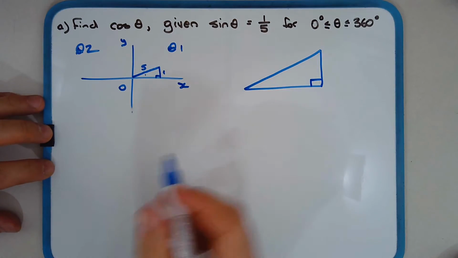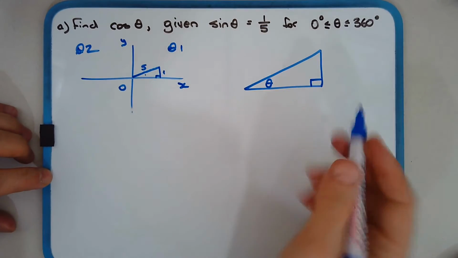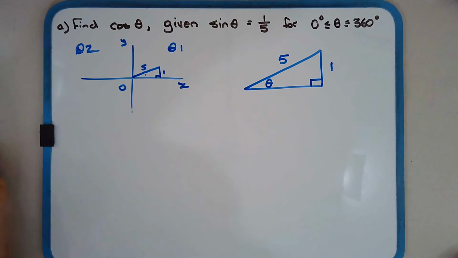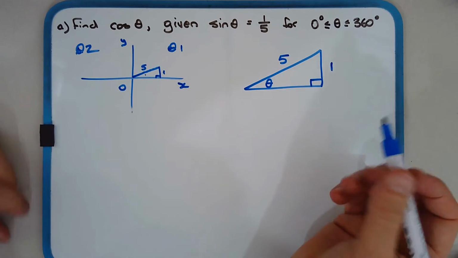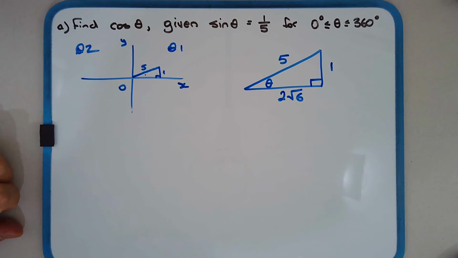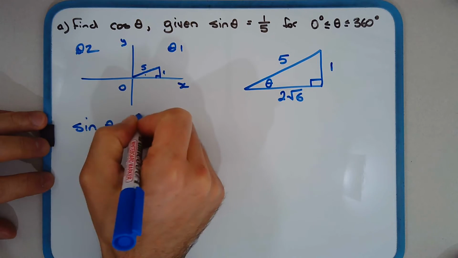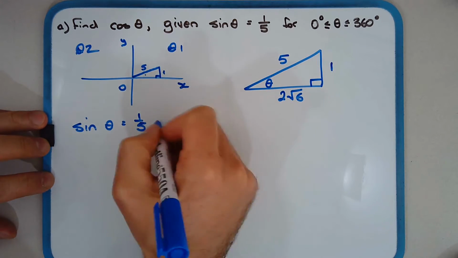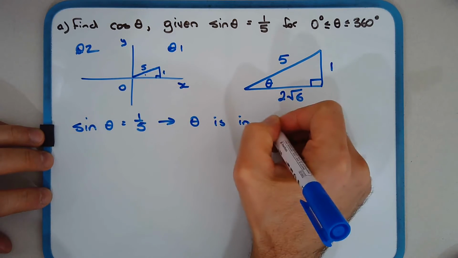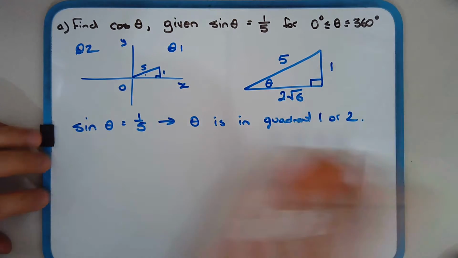We're going to use Pythagoras' theorem, of course, to find the adjacent side. Sine of theta equals 1 on 5, so that's opposite over hypotenuse. So that's 25 minus 1, 24, and the square root of 24 is 2 root 6. I might just do my working out here. Sine theta equals 1 on 5 implies that theta is in quadrant 1 or quadrant 2.